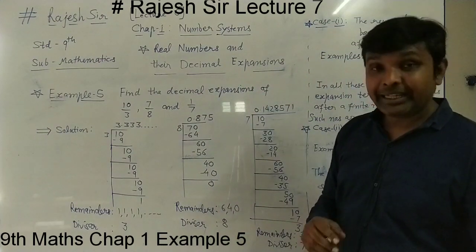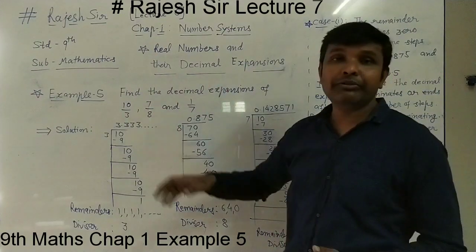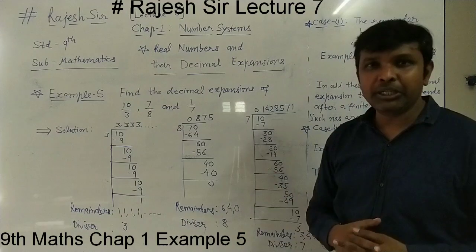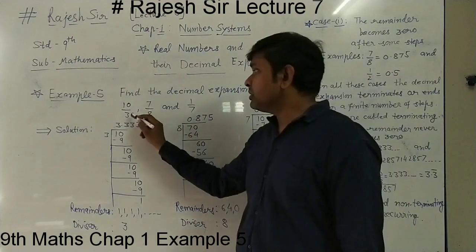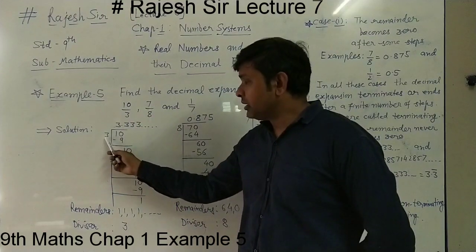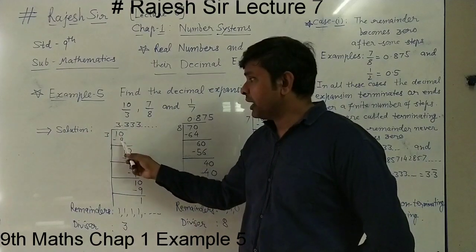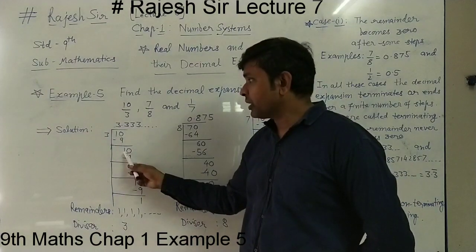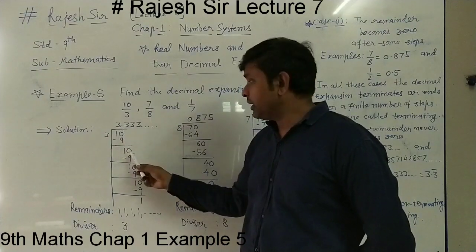As we know, in earlier classes we were converting the given fractions to decimal expansions by simply dividing. That is what is done here. 10 by 3 means 10 is divided by 3. 3 3s are 9, 10 minus 9 is 1. And then, putting the point here, we can take 10 here.